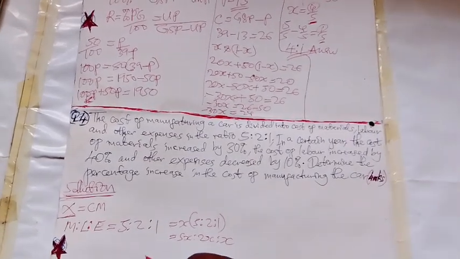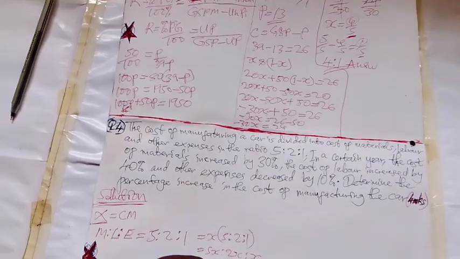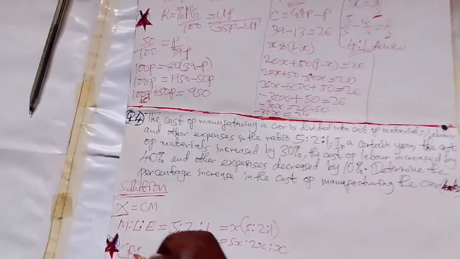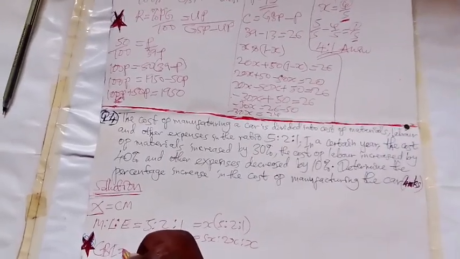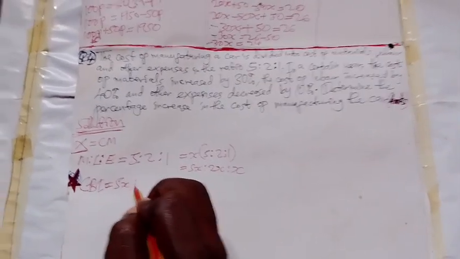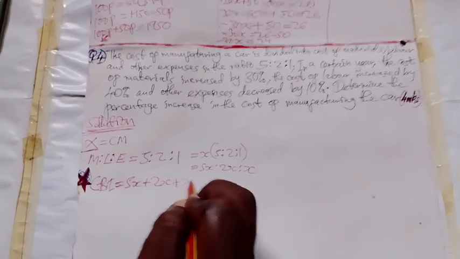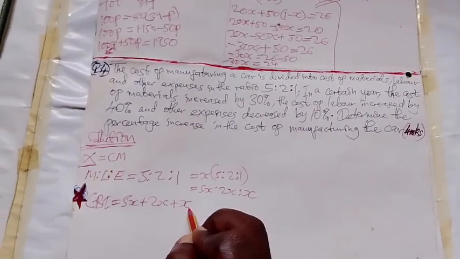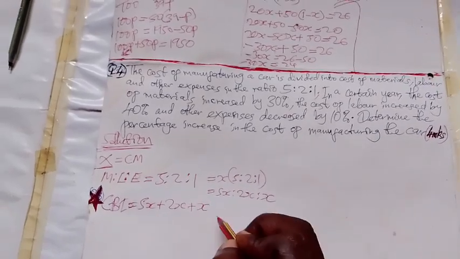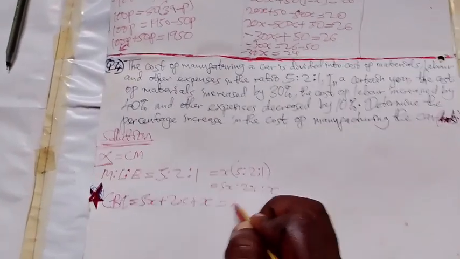Step 3, the cost before increase. We are going to get the sum of this. Cost before increase is given by the sum of this, which is 5x plus 2x plus x, which will give us 8x.